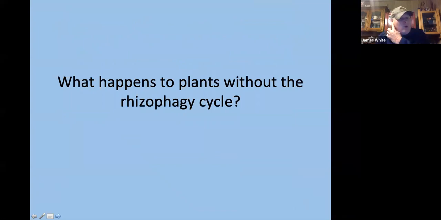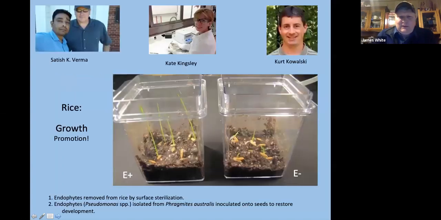Okay, so what happens to plants if we don't have the rhizophagy cycle? So what happens is essentially this. This is rice. What we did is we removed the microbes from the surface of the rice seeds using that 1 hour sterilization, using also a little bit of antibiotic to make sure we got every little last thing, and then we washed all that off, cleaned them off. And then we put our pseudomonads from Phragmites back on this seed over here, the E+, where we have pseudomonads, and you can see these seedlings are big. And then we left them off of this seed over here. And you can see it's tiny, it's very small, it didn't develop. There's a huge growth inhibition effect when those microbes are not present.